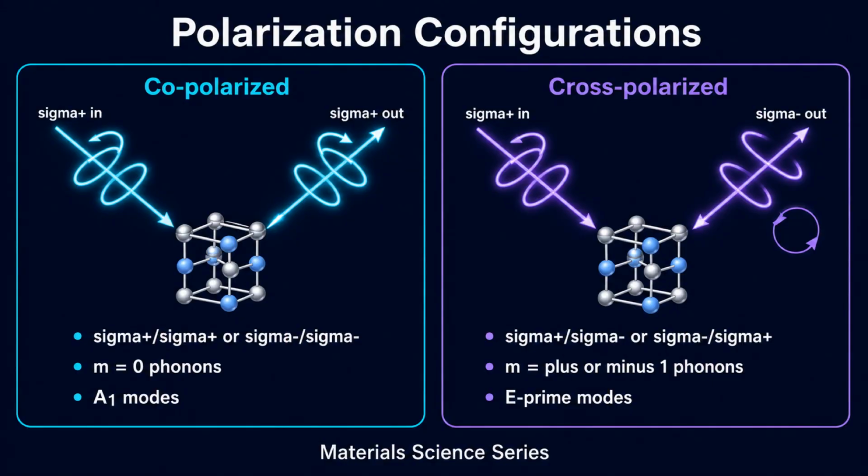In circularly polarized Raman spectroscopy, we distinguish between two configurations. Copolarized means incident and scattered light have the same circular polarization, either sigma plus/sigma plus or sigma minus/sigma minus. This selects phonons with zero angular momentum projection, like A1 modes. Cross-polarized uses opposite polarizations and selects phonons with angular momentum m equals plus or minus 1, which are the chiral E' modes we're interested in.